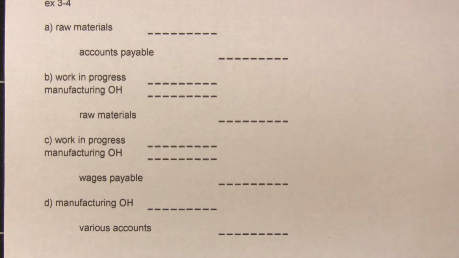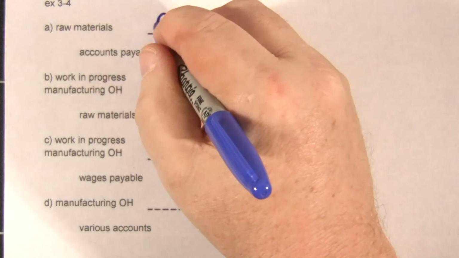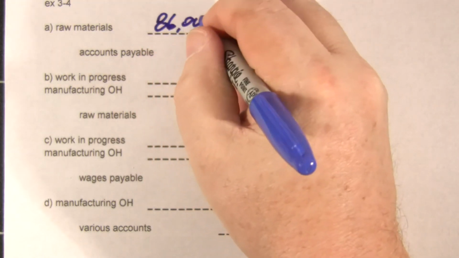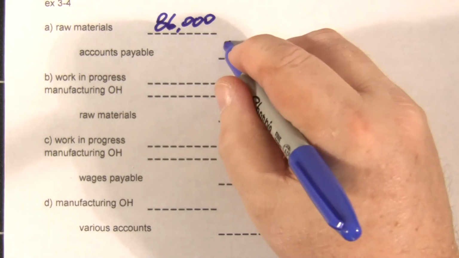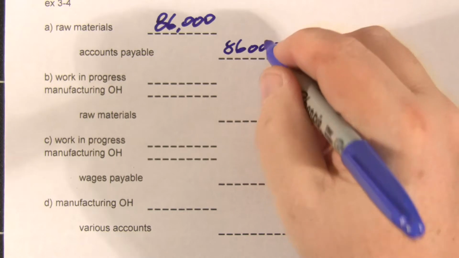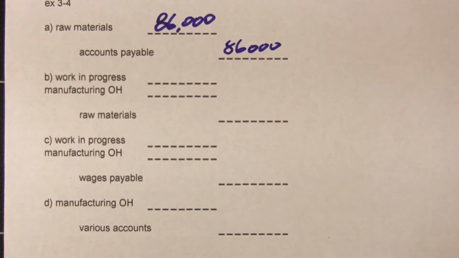A says that we bought some more materials and they were purchased on account. In other words, we didn't pay for them yet. So that's simply debit $86,000 raw materials, an asset, and credit accounts payable $86,000, a liability.